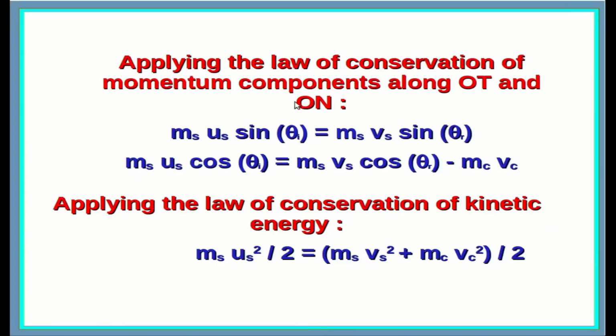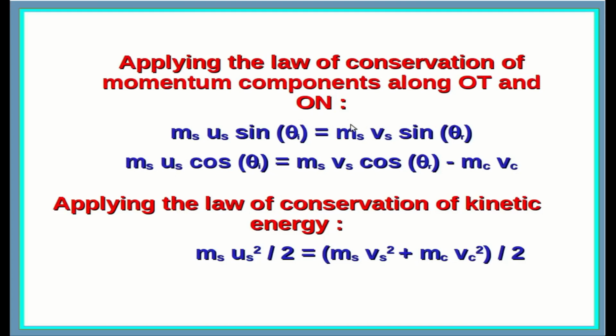Now all these have been indicated in the earlier diagram. Applying the law of conservation of momentum components along OT and ON, we have ms Us sin theta I, that is a component of the momentum in one direction, equal to ms Vs sin theta r. Similarly, ms Us cos theta I should be equal to ms Vs cos theta r minus mc Vc. So these are the momentum components along two perpendicular directions. According to the law of conservation of momentum, the respective momentum components should be equal before and after the collision.